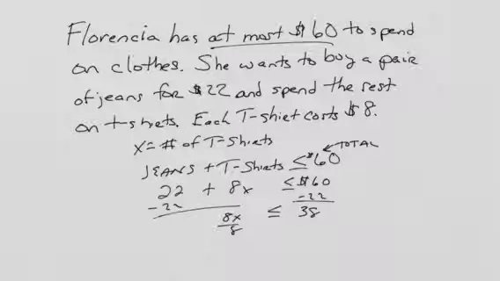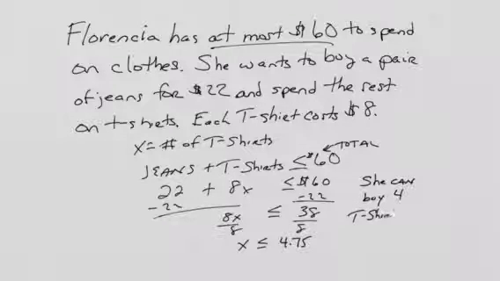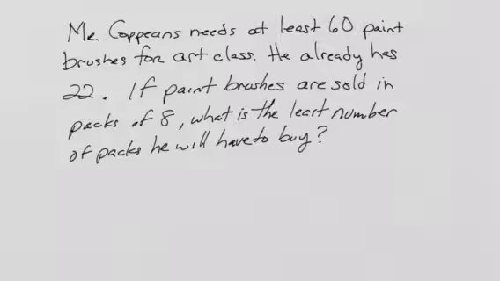So we divide both sides by 8, and x is less than or equal to, let's see what 38 divided by 8 is. 38 divided by 8 equals 4.75. Now think about your answer. How many t-shirts can she buy? She can buy 4 t-shirts at most. Now she can buy less than 4 t-shirts and still be okay, but it's no more than 4. Why isn't it 4.75? You can't buy part of a t-shirt.